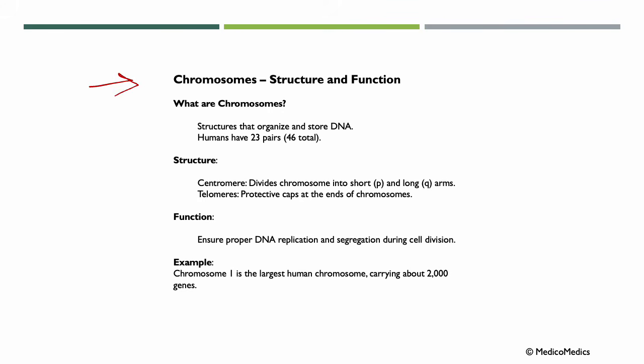Now, chromosomes, structure and function. So what are they? They are structures that organize and store DNA. And humans have 23 pairs of these, 46 in total. What's its structure? Well, it has a centromere, which divides chromosomes into short and long arms. We have telomeres. This is the protective cap at the end of the chromosome.